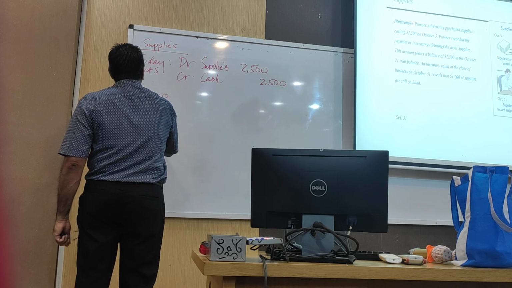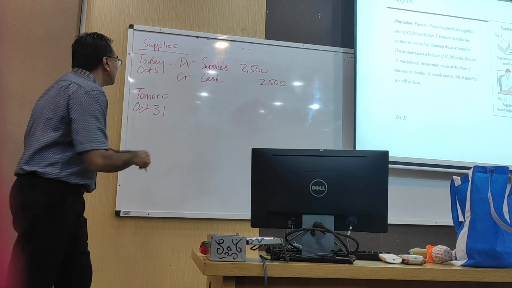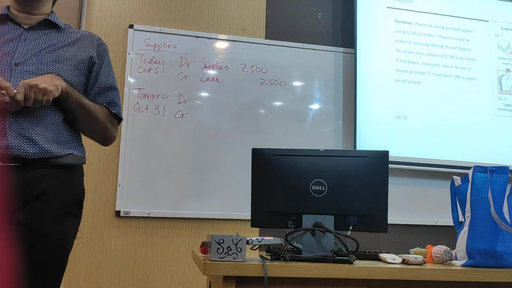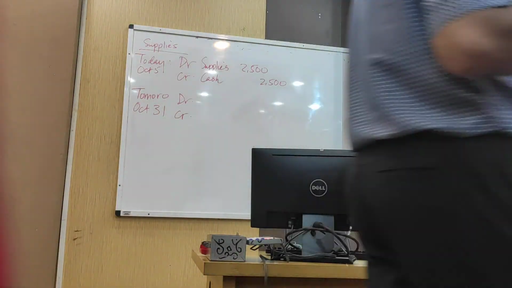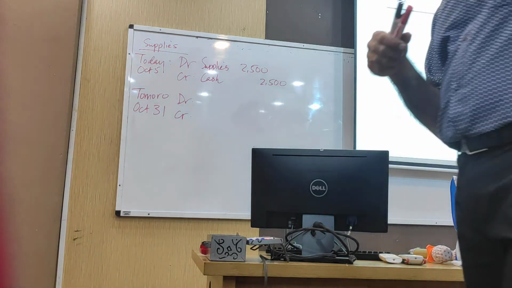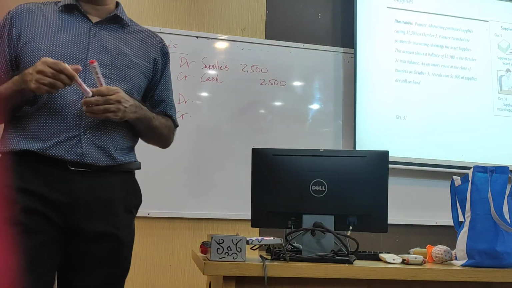What's tomorrow? October 31st. So again, I need to do a debit and a credit. Now what has happened tomorrow? I have found out I only have 1,000 left. I bought 2,500, but on October 31st I checked, I only have 1,000 left. So what happened? How much did I use? 1,500. I use 1,500. So the supplies that I used is called an expense.